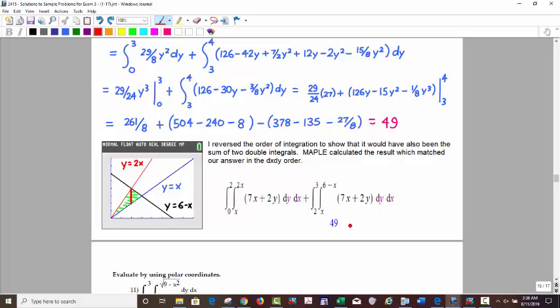And you can see my answer, I'll just let Maple do it, and you can see my answer is 49, so it would be quite the fluke if this was not correct. In other words, since that 49 matches, that probably means I have both of them set up properly. But let's look at it.